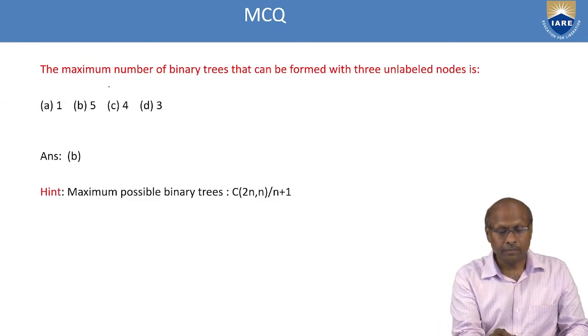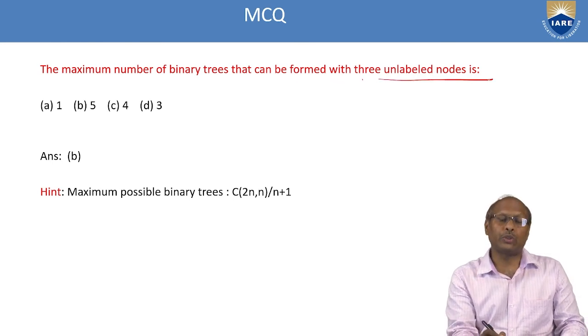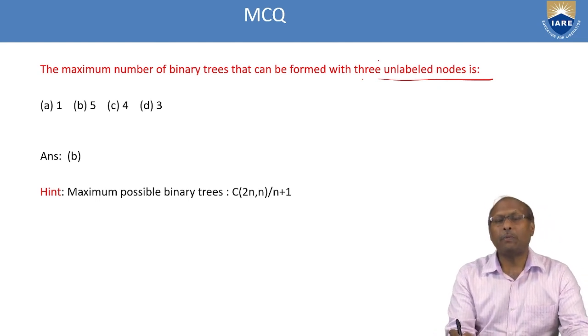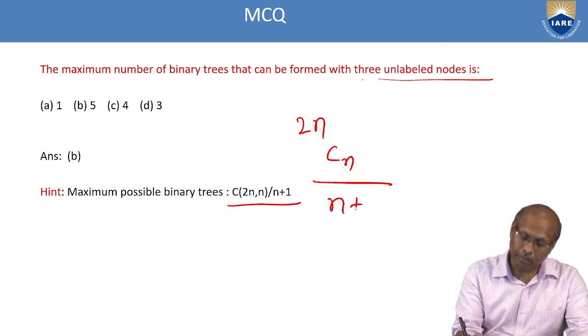Similarly, they may ask a question: what is the maximum number of binary trees that can be formed with 3 unlabeled nodes? Remember, whenever this type of question comes, there is a simple formula you can apply: 2nCn divided by n plus 1.